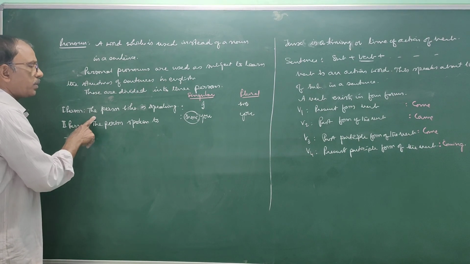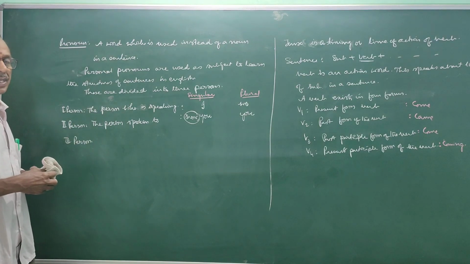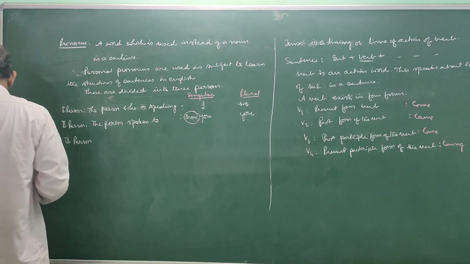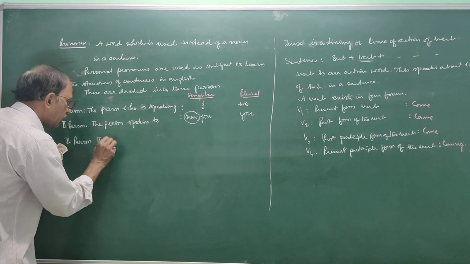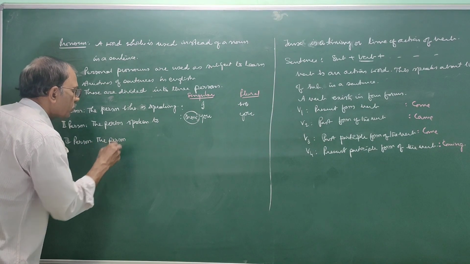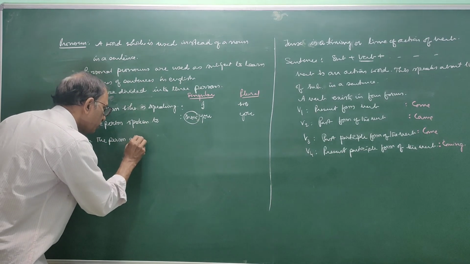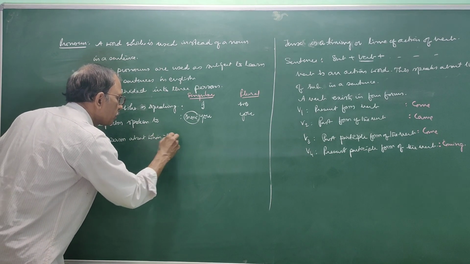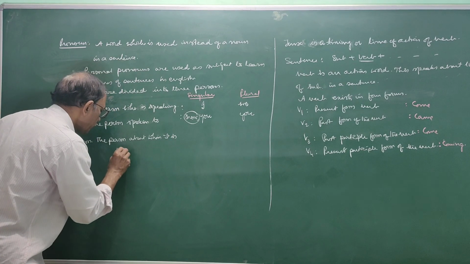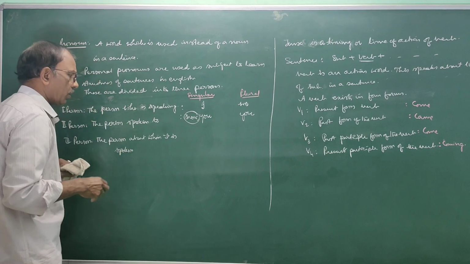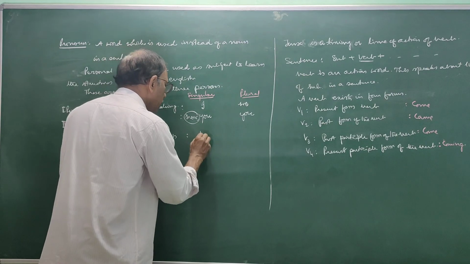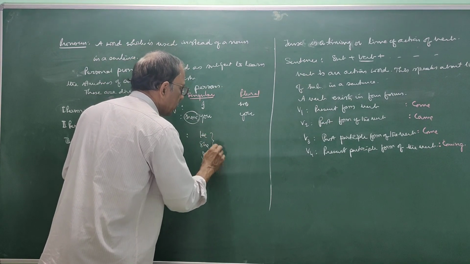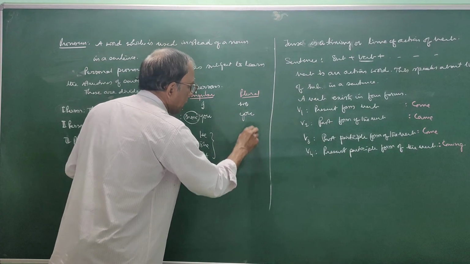See, this is first person, the person who is speaking. Second person, the one who is spoken to. And third person, the person about whom it is spoken. About whom are we talking? He, she, it. We are talking about them. And the plural is they.